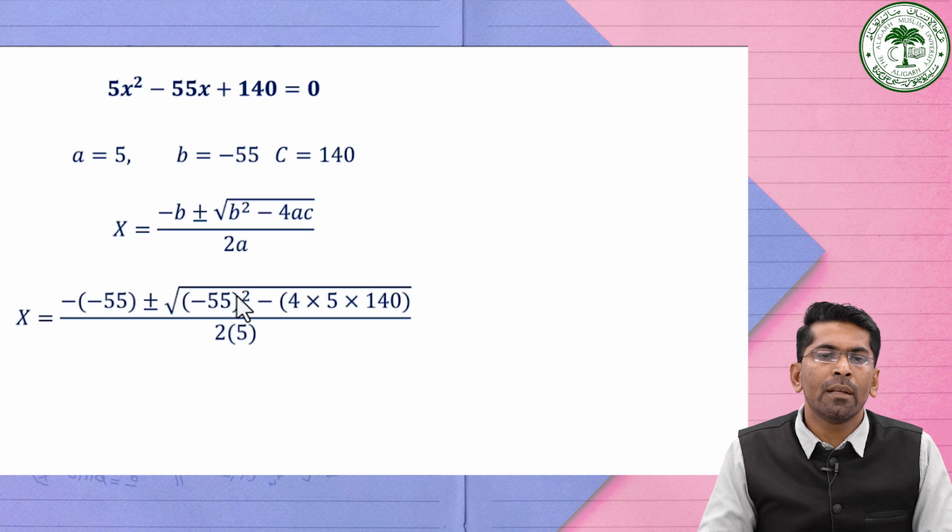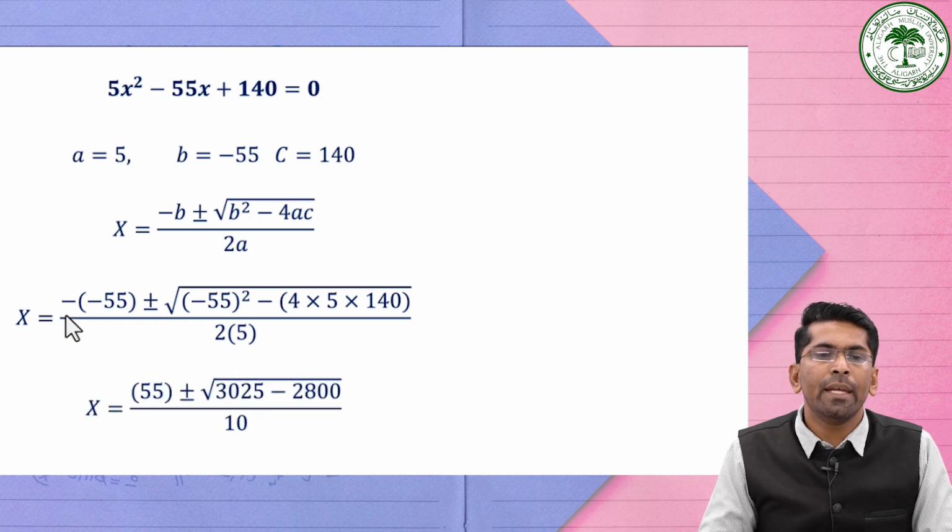So we can substitute here, then it will become minus minus 55 plus or minus under root 55 square minus 4 into 5 into 140, divided by 2 into a. Here a is 5, so it is 2 into 5. We can simplify it. This minus will become plus, so it is 55 plus or minus under root 55 square, which is 3025, minus 4 into 5 into 140, which is equal to 2800, divided by 2 into 5, which is equal to 10. Again, we can simplify it.